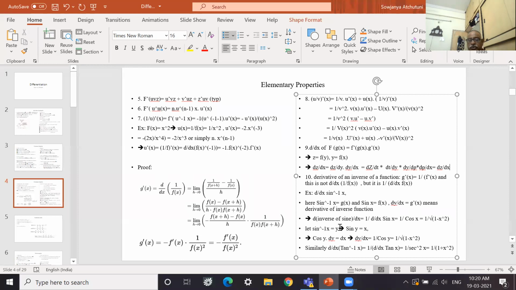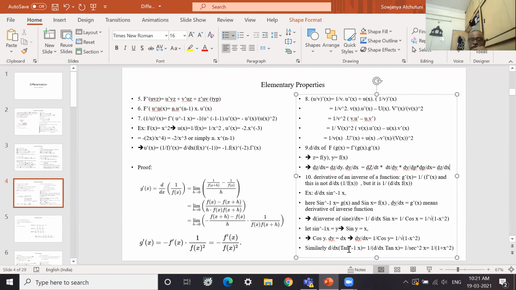Sin inverse x is equal to y. If I take sin to this side, sin y is equal to x. So if I differentiate, cos y dy is equal to dx. So dy by dx is equal to 1 by cos y. When sin y is x, what is cos y? It is square root of 1 minus x square, so dy by dx is 1 by square root of 1 minus x square. What is y? Y is sin inverse x. So the derivative of the inverse function is 1 by the derivative of the direct function.